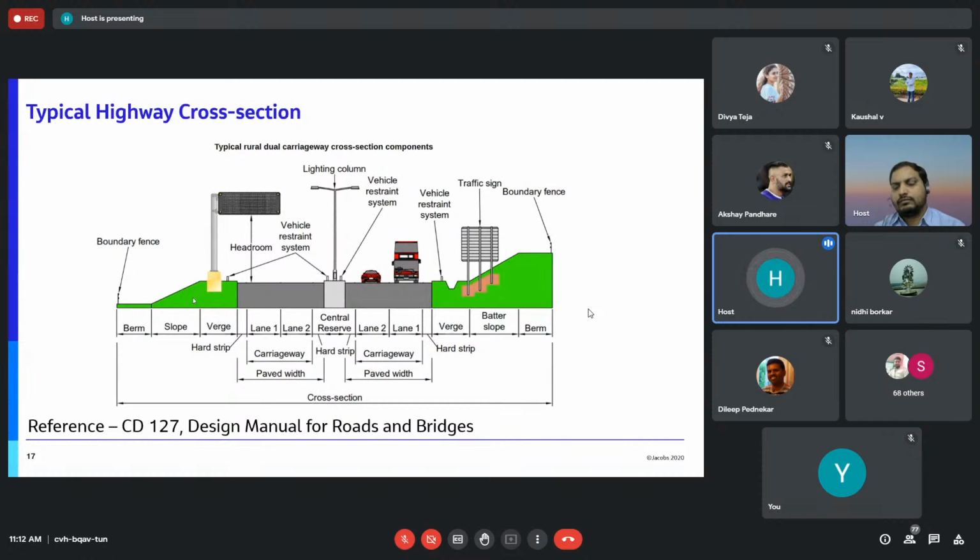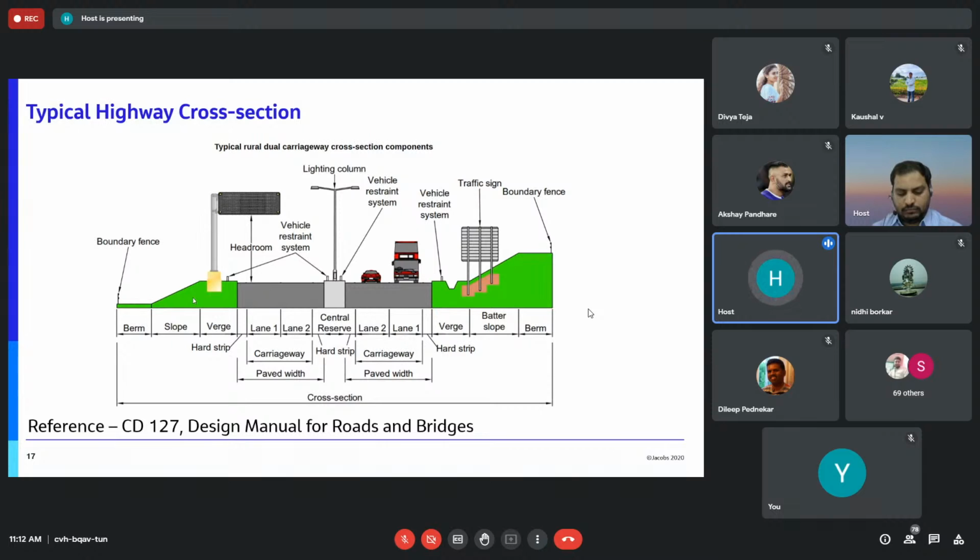So we have the road, which has two lanes, or maybe multiple lanes. We have something called a shoulder, which is adjacent to the road. Then we have something called the verge. The verge is basically a grassed area which runs parallel to our road, and where our pipes are majorly located.